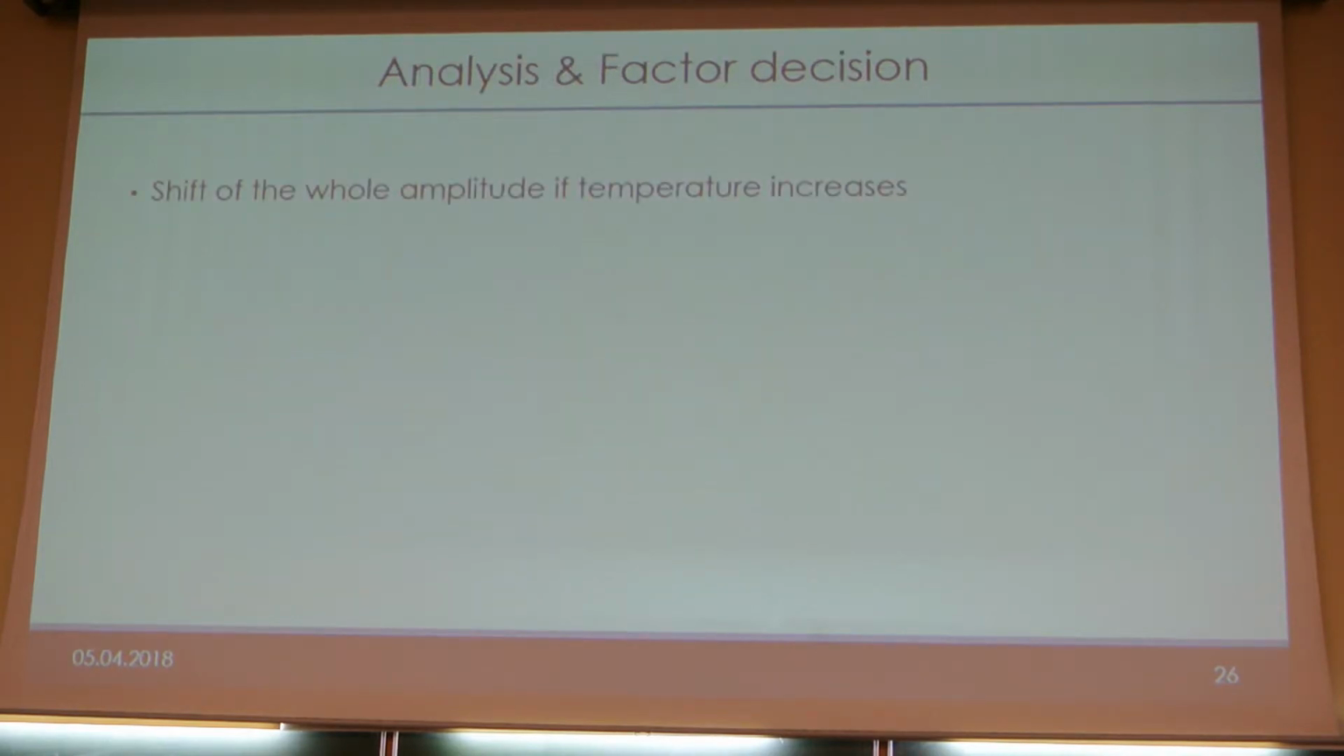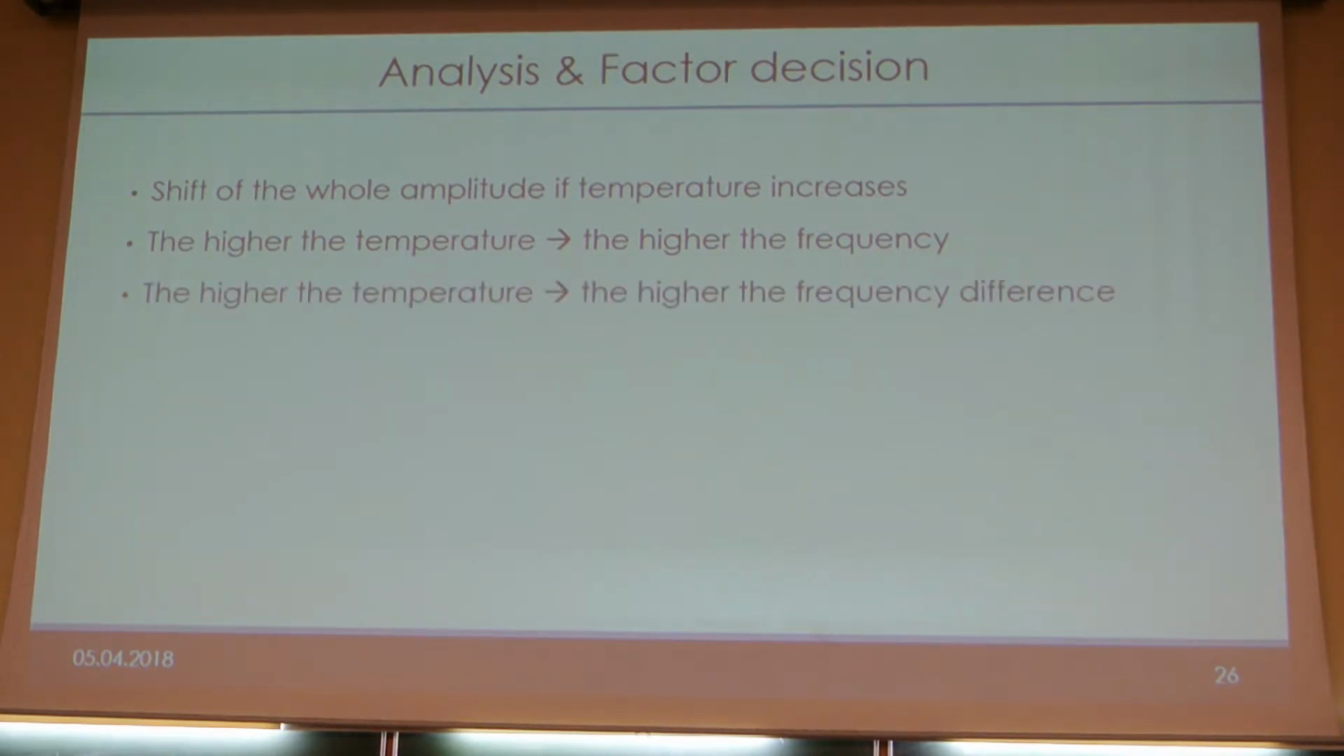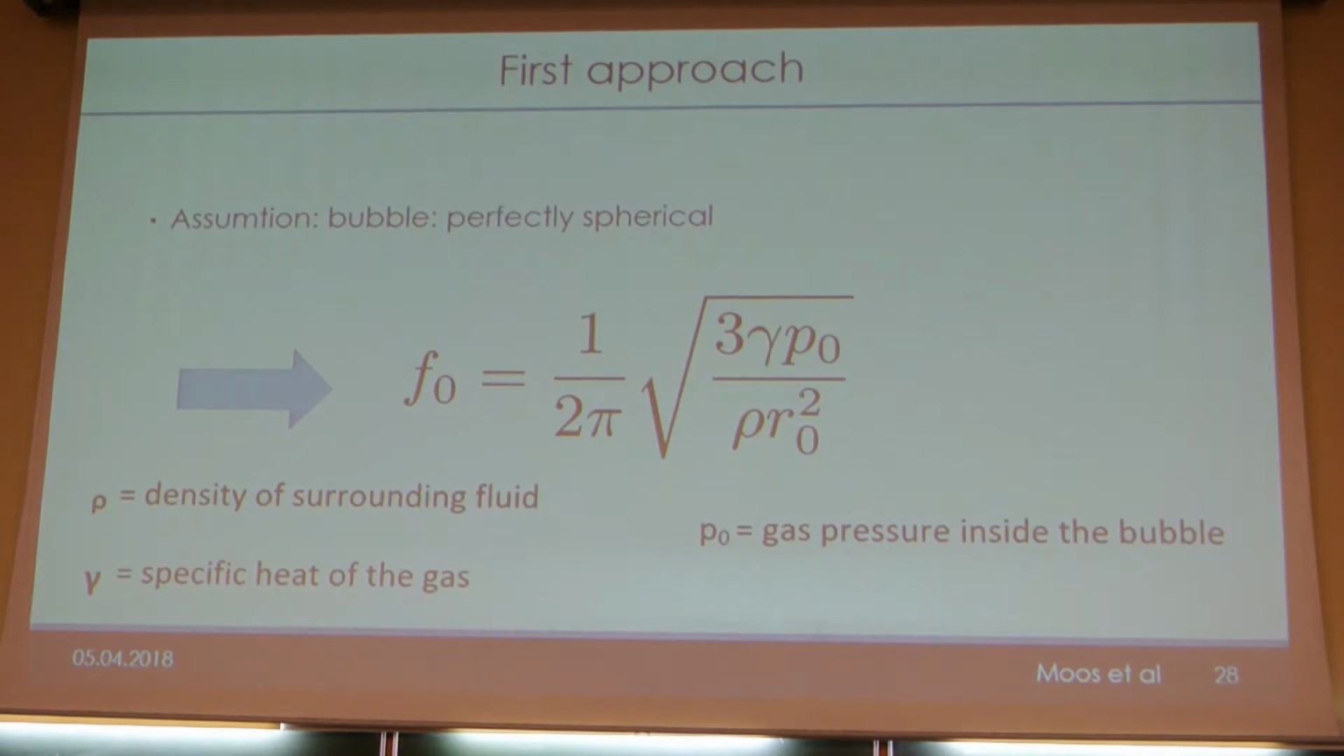So to sum up what we found out due to our experimental setups, we have a shift of the whole amplitude, we also have a shift of the frequency and of our delta frequency. So we can use all of those three factors for now finding our method. First of all, we want to develop a theory. Regarding our theory, we assume that we have perfectly spherical bubbles.